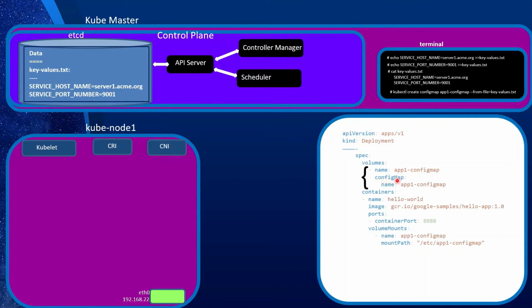Then configMap is the keyword that we need to use, telling Kubernetes that we are reading from a config map, and the name of the config map that we just created. That will correspond to the name of the object we created up here. Once that's done, we can compile that again: kubectl apply -f, and then the name of the YAML file.